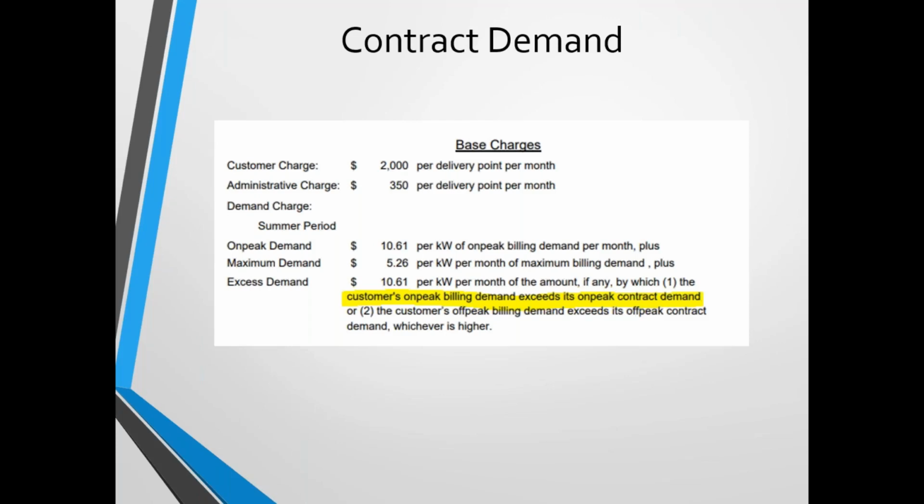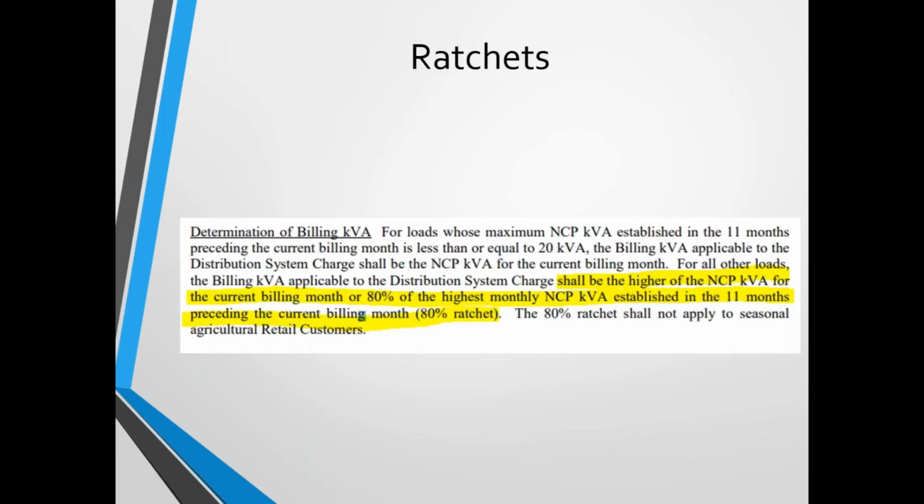So that's another case of using contract ratchets. Here's a case of a ratchet. It says it's going to be the higher of, I don't know what NCP means, and I don't want to look it up, but it's the kVA. We'll talk about that in a minute, but that's like kilowatts. So it's going to be the higher of the kVA for the current month, or 80% of the highest monthly in the last 11 months.